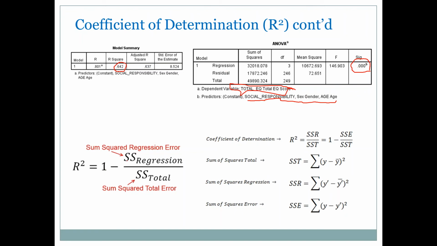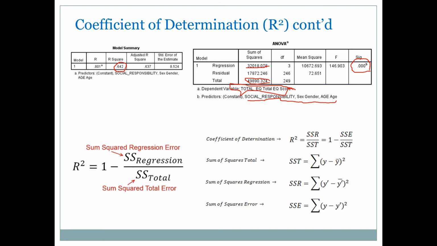You can take the sum of squares for the regression, which would be this number right here, and divide it by your total sum of squares, which is this number right here, and you take that fraction and divide it by 1, and you'll get the same answer. And then here's some other ones here.